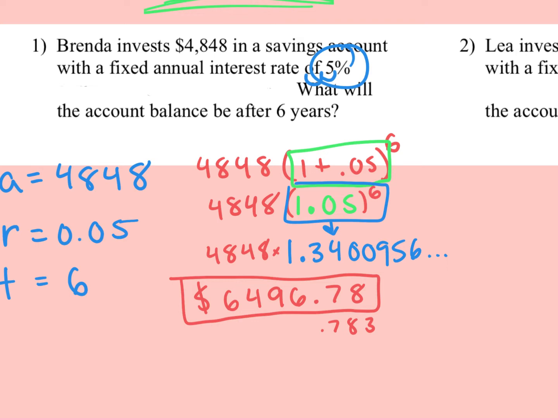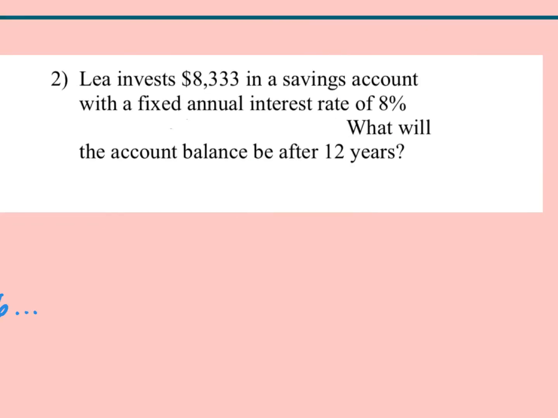I have a question. Yes. So we use the same formula. We need to find our starting amount, the rate, and time. So Leah invests $8,333 in a savings account with a fixed annual interest rate of 8%. What will the account balance be after 12 years? So what's our starting amount?